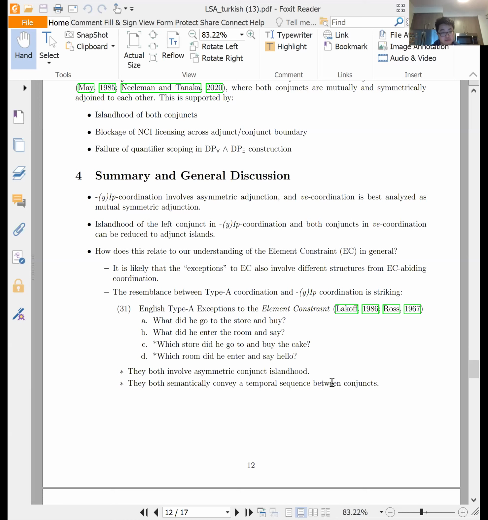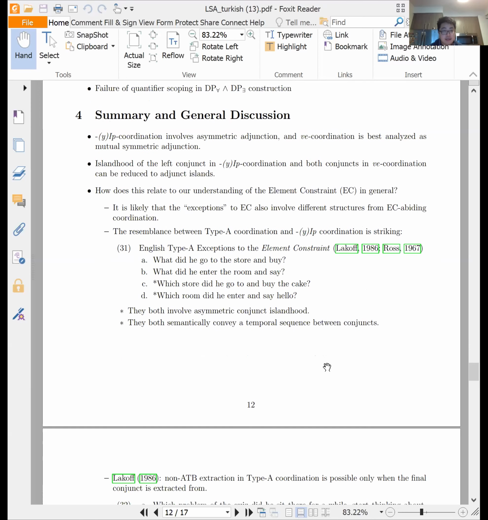These are labeled star by Lakoff and somehow degraded, compared to 31 A and B. So in a way, these sentences are suspiciously similar to if coordination in that they also show asymmetric conjunct islandhood. And semantically, they also convey a temporal sequence between conjuncts. I haven't mentioned this, but if coordination has this type of interpretation, either semantically or pragmatically, that the left conjunct precedes the right conjunct temporally.